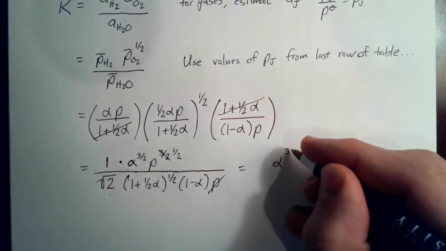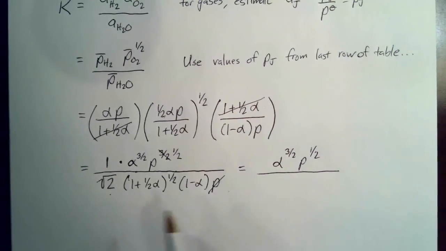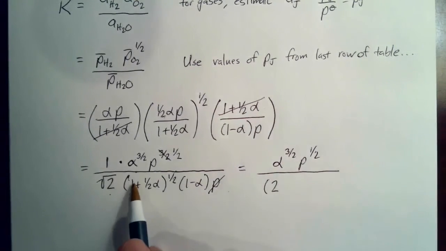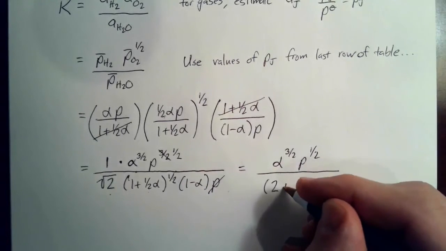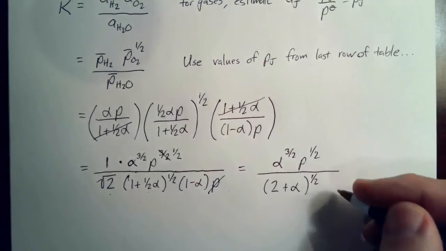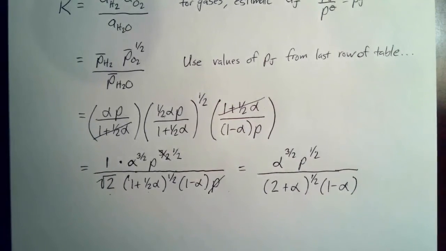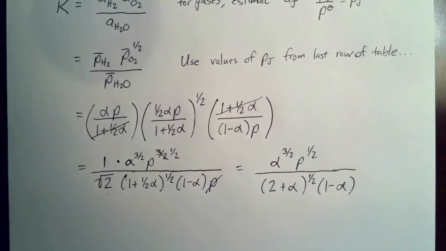So that leaves me with, on the bottom, the 2 comes in, and I get 2 times 1 plus 2 times 1/2 alpha, all still square rooted, times 1 minus alpha. Okay, that's about all the simplifications I can make until I use some further assumptions.